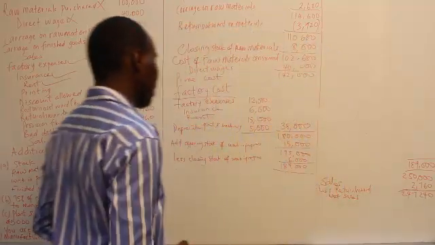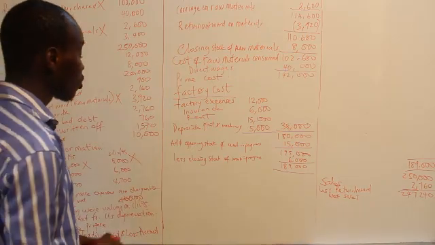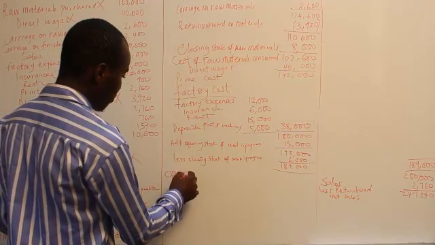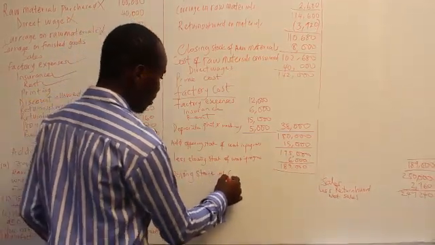So the next thing is to calculate the cost of goods sold. So we are going to have opening stock of finished goods.